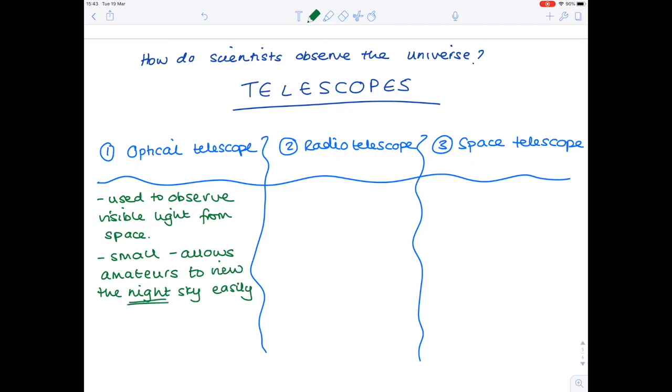And crucially, they can only be used at night because they're observing light being emitted from stars in our galaxy. And their use is affected by poor weather conditions. So if it's foggy, you won't be able to see anything, or if there's a lot of light pollution.